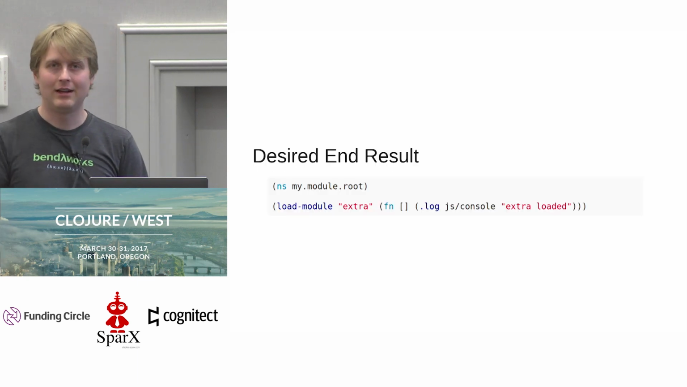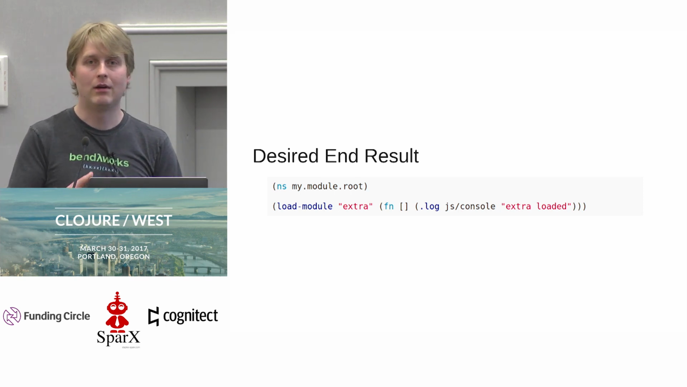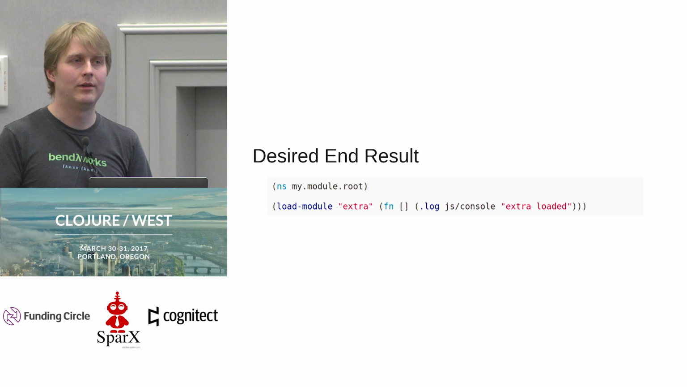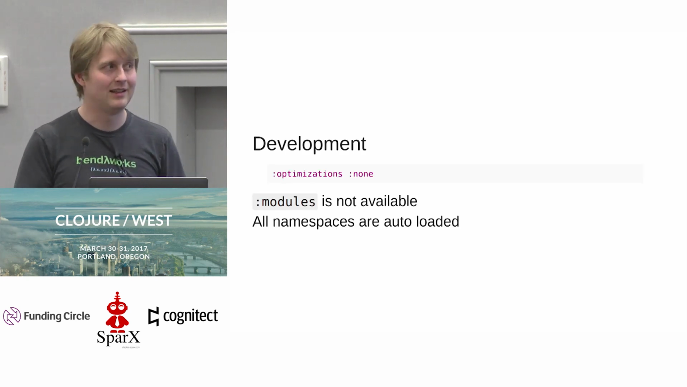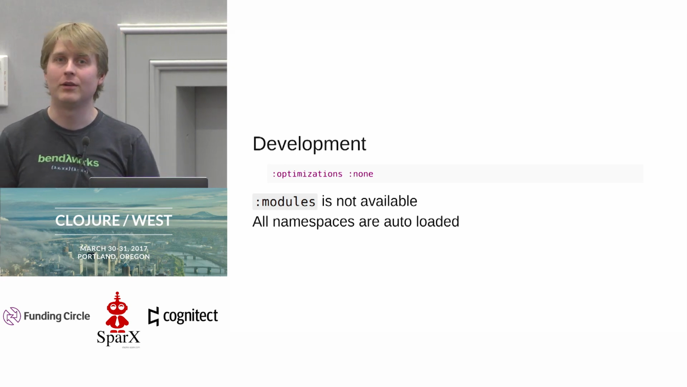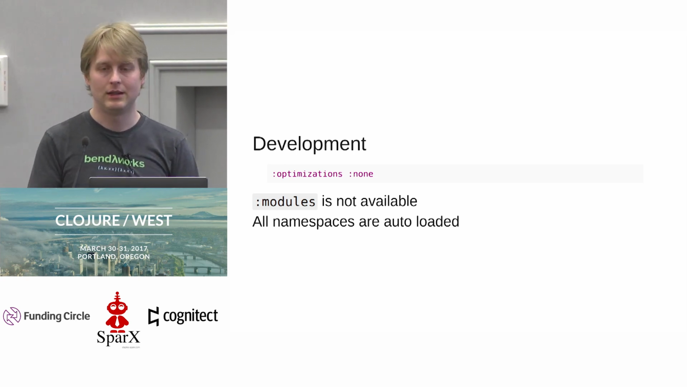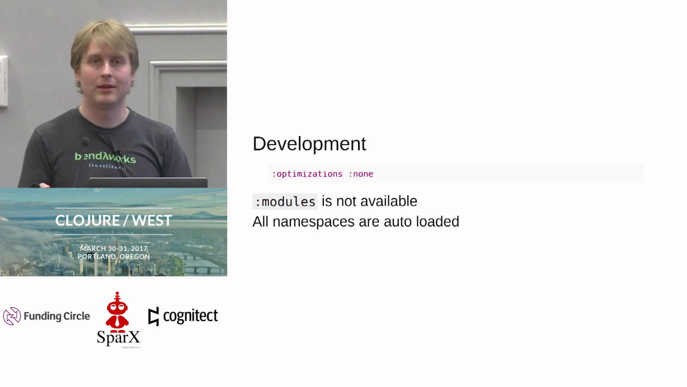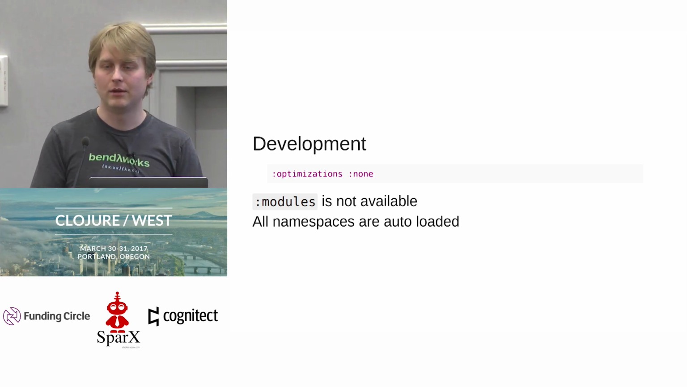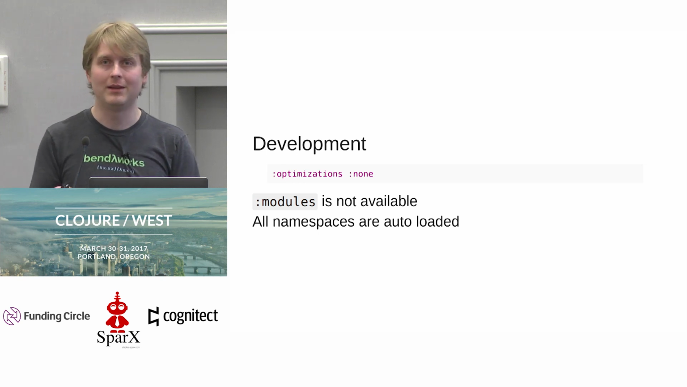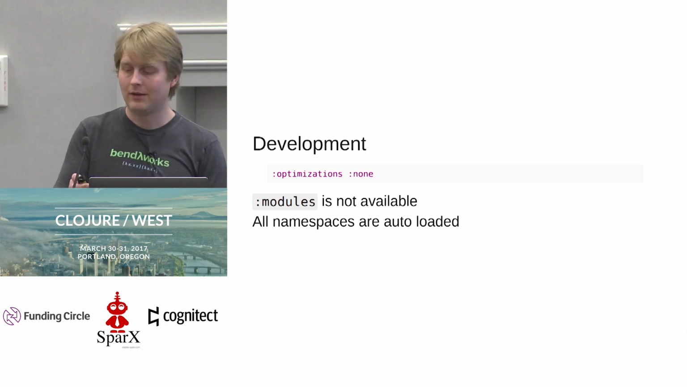So here is the desired end result that we want: we have our root module, and we just call a function, load-module, that loads our extra module and then fires this callback once the module has been loaded. The tricky part is that for development, which is when we have no optimizations, modules are not available, so we can't do the module code splitting there. Also, development loads all of the ClojureScript namespaces automatically, so we have to do a few extra steps in order to get this working for development.